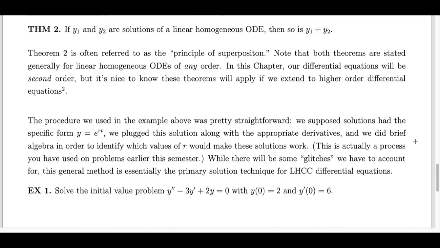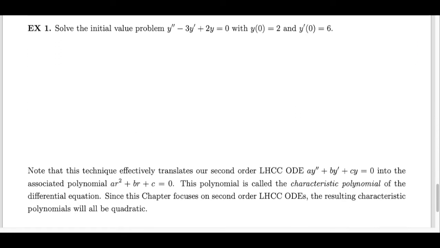Let's try another example. Example 1. Our ODE is y double prime minus 3y prime plus 2y equals 0. And this time we've been given two initial conditions. Y of 0 equals 2, y prime of 0 equals 6. Recall that the general solution we built in the previous problem had two distinct unknown constants, c sub 1 and c sub 2. As such, we will need two initial values in order to uniquely solve for those two constants.